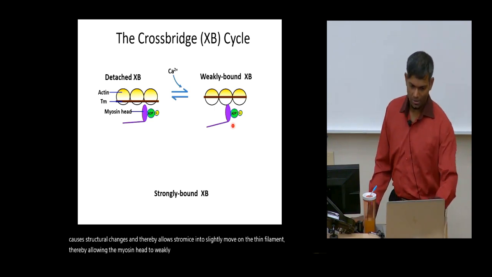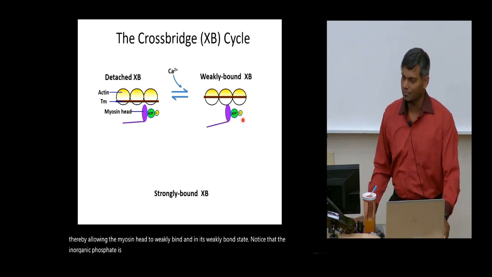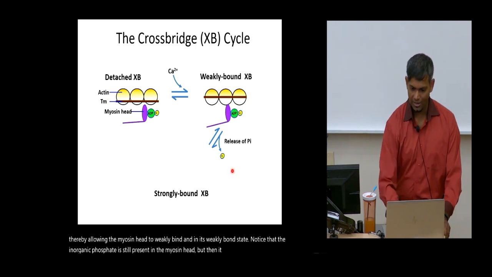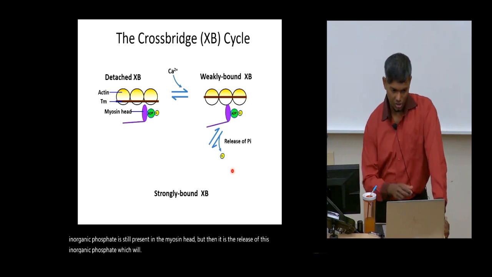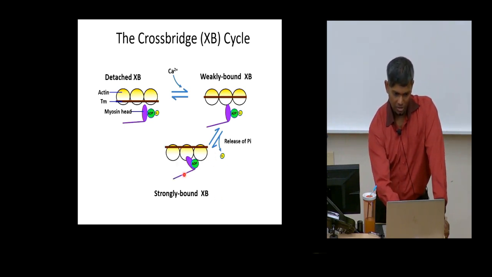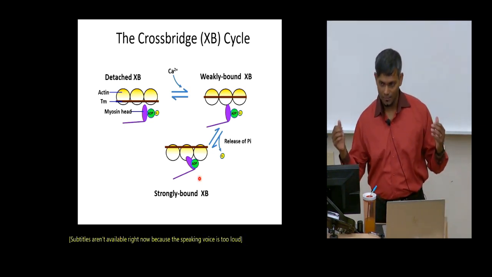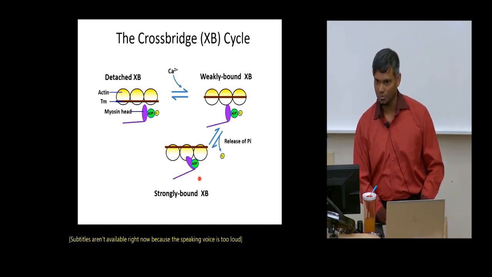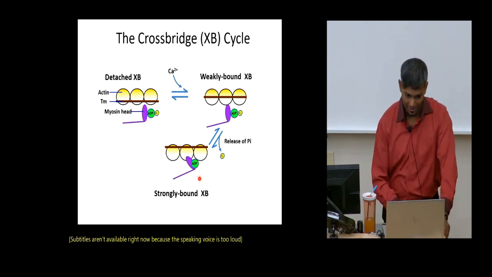And in its weakly bound state, notice that the inorganic phosphate is still present in the myosin head. But then it's the release of this inorganic phosphate which will permit the myosin head to transition from this weakly bound state to the strongly bound state. And notice that this myosin head is ratcheted forward, and it is pulling the thin filament towards the center of the sarcomere, towards the M line.